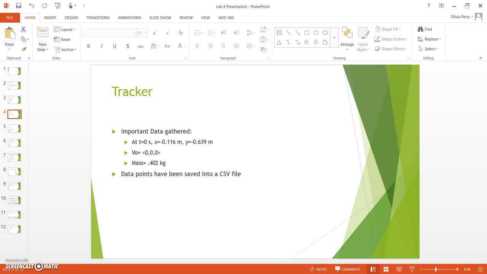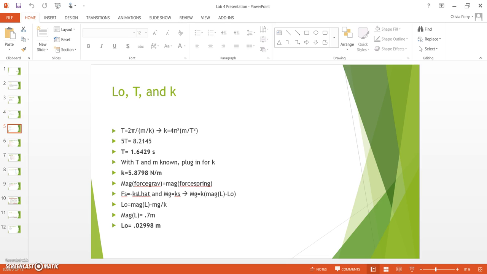After analyzing the motion, the important data is the initial starting point and the initial velocity, which are documented here. Also, the data points have been saved into a CSV file so that it can be compared next to the model motion. L naught and K are the final variables we need to solve for in order to move on to the Python file, and I chose to compute these using the data for time versus x position.